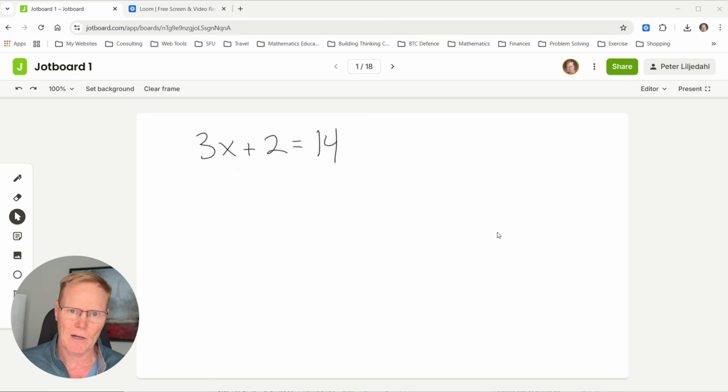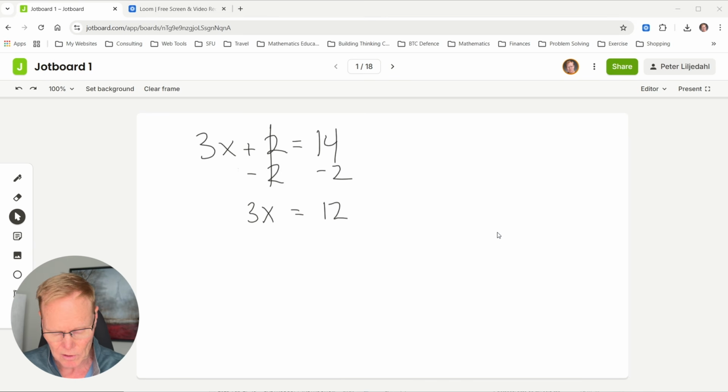Right away, they said, subtract 2 from both sides. I said, okay, we'll subtract 2 from both sides. Why? And they said, because we have to isolate the x. I said, okay, fair enough. So the 2's cancel here, and now we have 3x equals 12. What do we do now? They said, you have to divide both sides by 3. I said, okay, why? And they said, because we have to isolate the x. I said, okay, fair enough. So then we did that, and we got x equals 4.